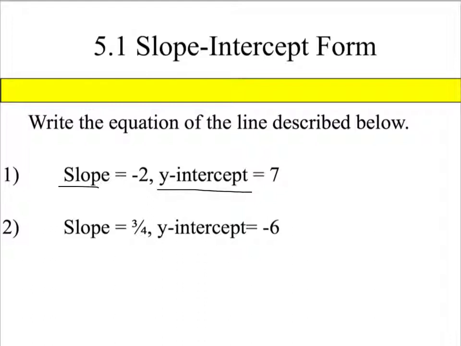We know that slope-intercept form is y equals mx plus b, where m is your slope and b is your y-intercept. Now we are just going to plug the numbers in. What's our slope? Well, it's negative 2. So y equals negative 2x. Don't forget our x. What's our y-intercept? Plus 7. That's it. Plug in your slope for your m, your y-intercept for your b, and you're done.